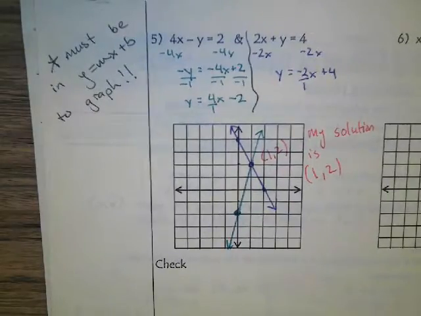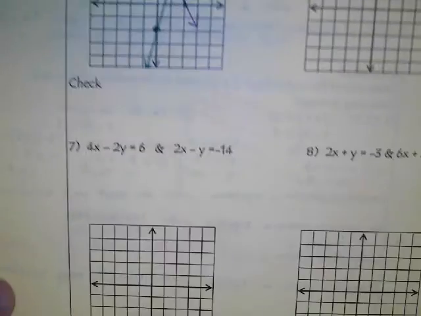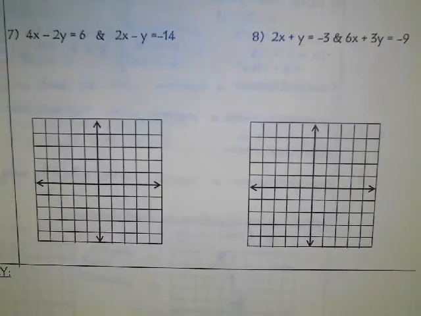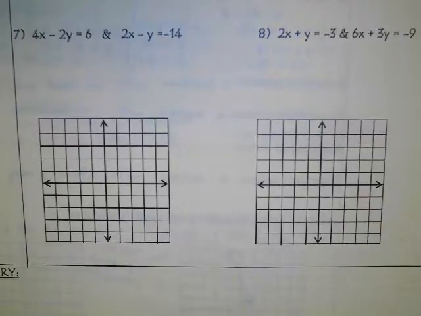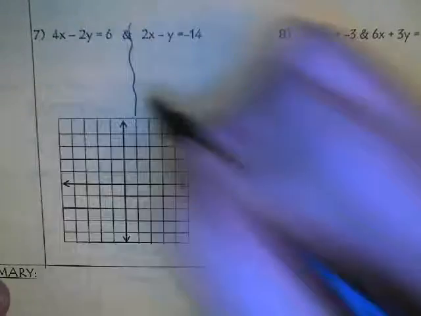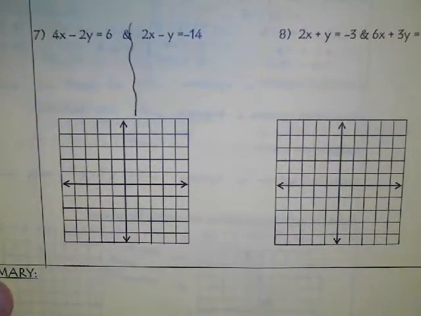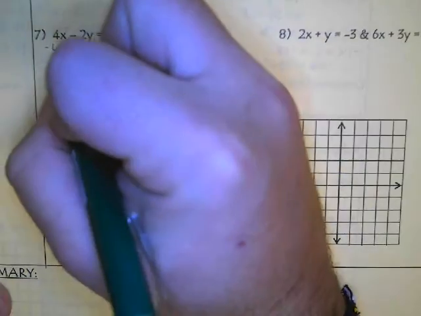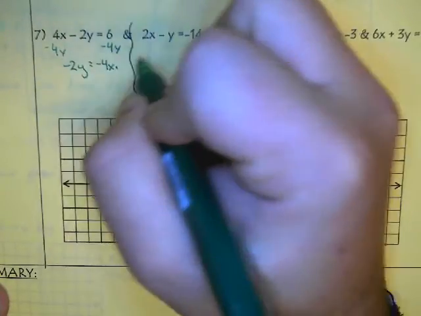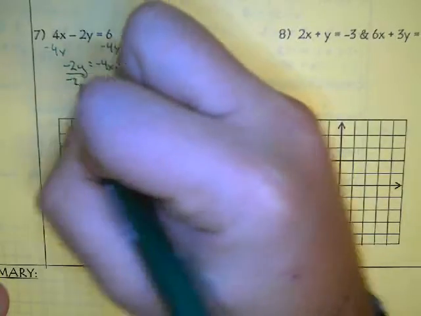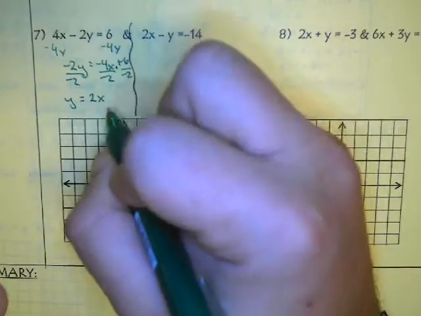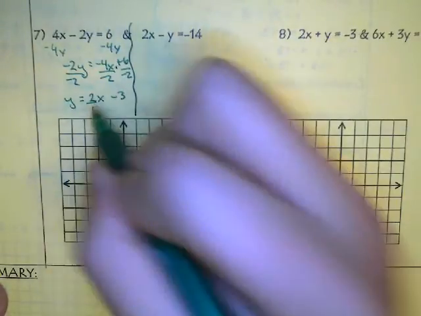Okay, now I'm going to skip to 7 and 8 because I just want to look at a couple of special cases and then we'll be done. So 7 and 8. First we'll want to get y by itself, so we have y equals mx plus b. So first I'll subtract 4x, and I'll have -2y equals -4x plus 6. Divide everything by -2, and we get y equals 2x minus 3. There's our hidden 1.